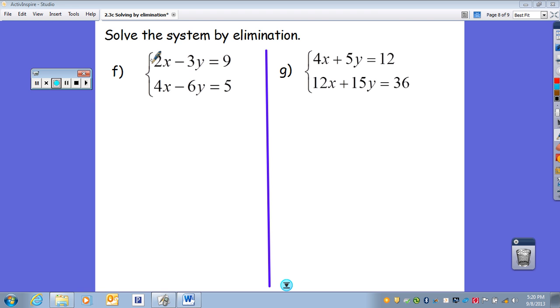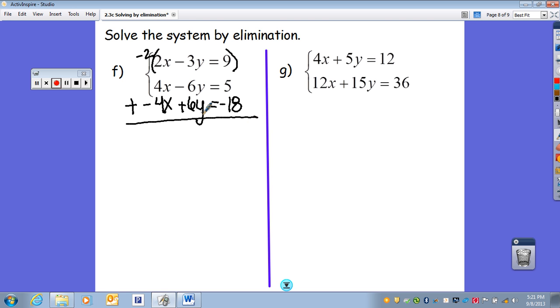Let's take a look at this example. If I want to get the x's eliminated, I see they're lined up to become opposites, so I want to multiply it by negative 2. I'm just going to write it directly below this one. After I've distributed, I get negative 4x plus 6y equals negative 18. Now I have my x's being opposite of one another. So 4x and negative 4x is 0. Negative 6y plus 6y is 0. And 5 minus 18 is negative 13.